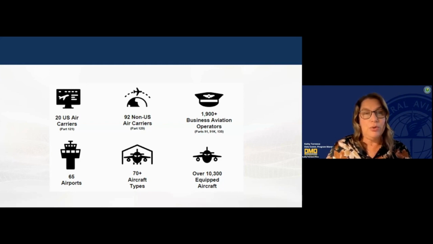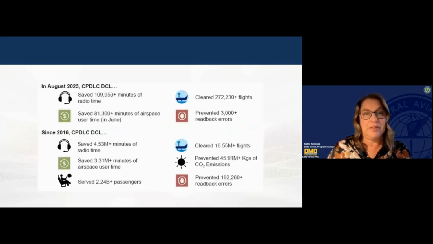Our original goal for Data Comm was to have 5,000 equipped aircraft by this point in our deployment, and you can see we've more than doubled that. So we're really excited about the participation from our airline partners that are using this service.